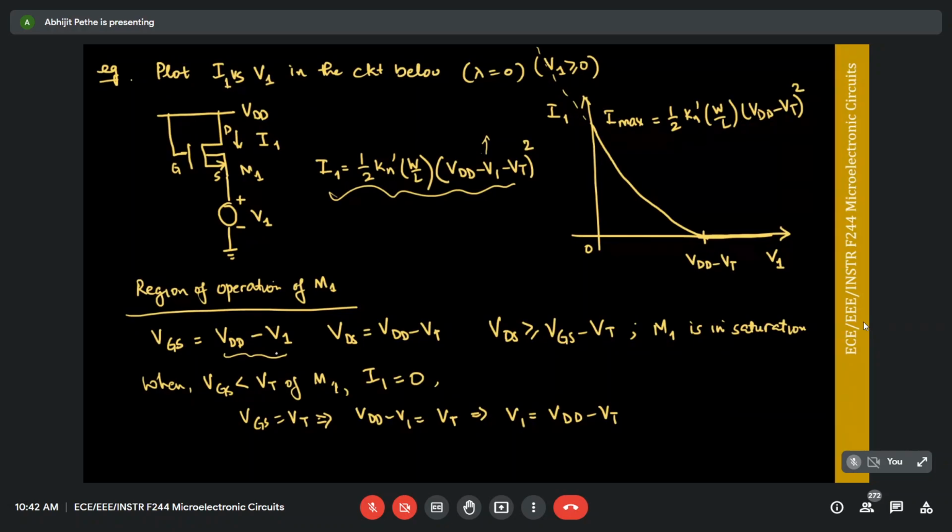Suppose your V1 becomes negative. Suppose VDD is 5 volts and V1 becomes minus 1 volt. Then your VGS actually becomes 6 volts, right? So its current should be higher than when V1 was 0. Right? So one way to increase VGS is to make the source more and more negative. As you make the source negative, VGS in fact keeps going higher, right?